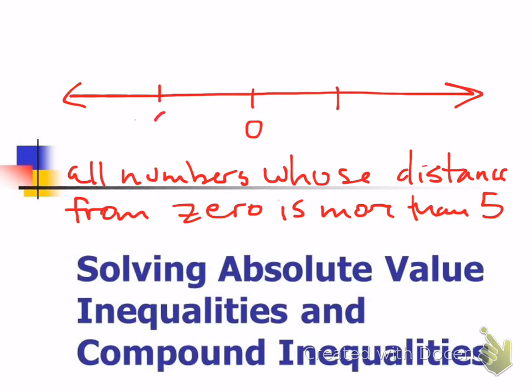So the way this works is, if we're going a distance greater than 5, we would go this way, or we would go this way. And probably more than 75% of you got that right. That's all numbers whose distance from 0 is more than 5. Now, why are we talking about distance today? Because absolute value is distance.